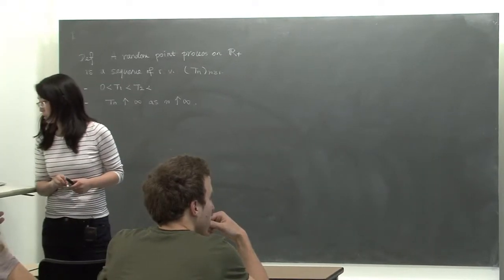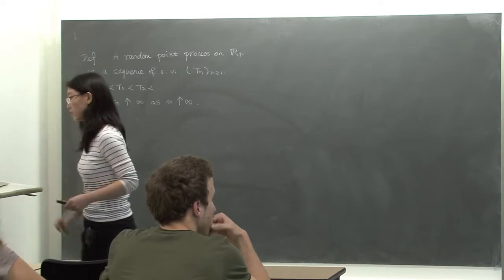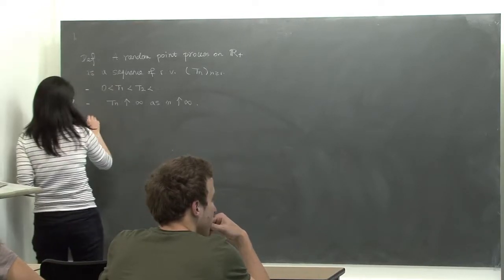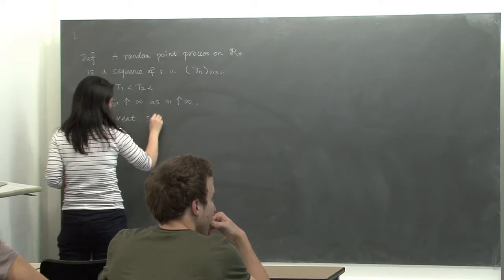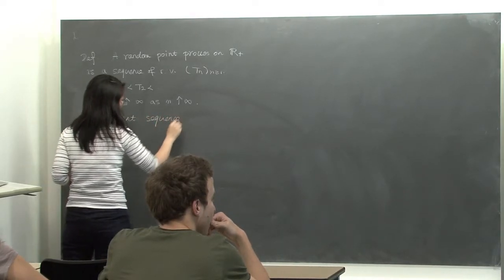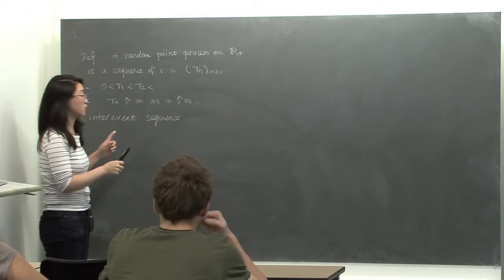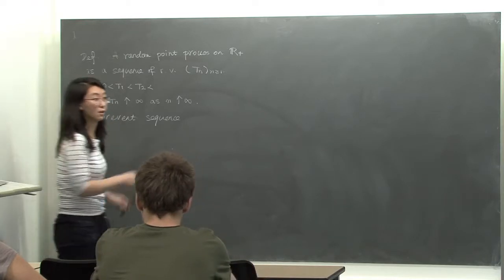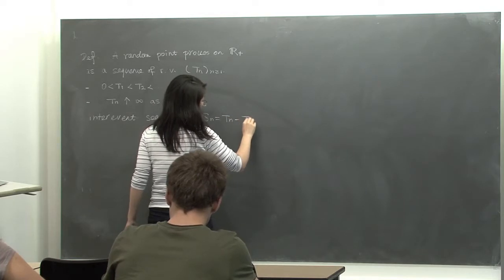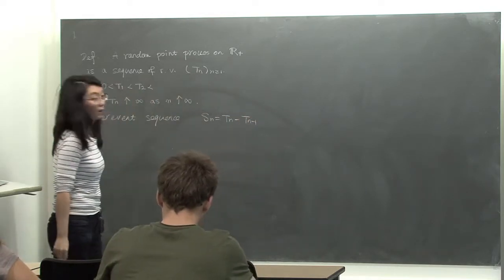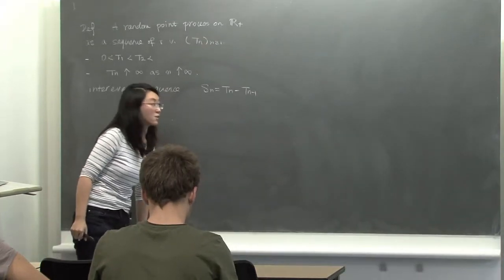For this process, we define 2 notions. The first is called inter-event sequence. By the name of this random variable, we see that it characterizes the time difference between 2 neighboring occurrences of the event. So Sn is the time difference between the arrival times of 2 neighboring customers. So this is called inter-event sequence.